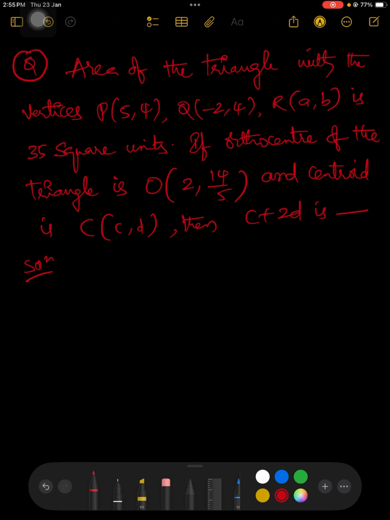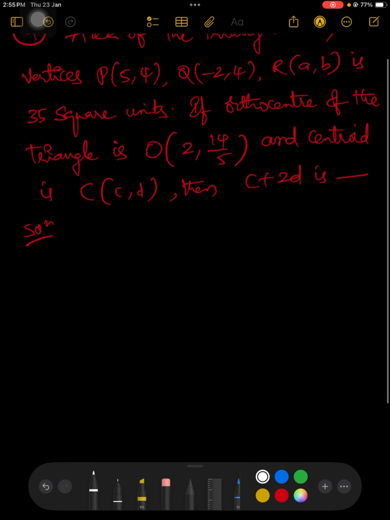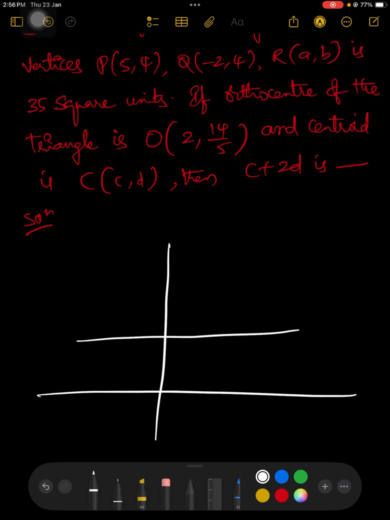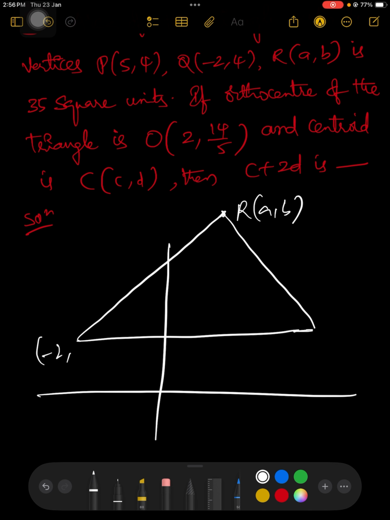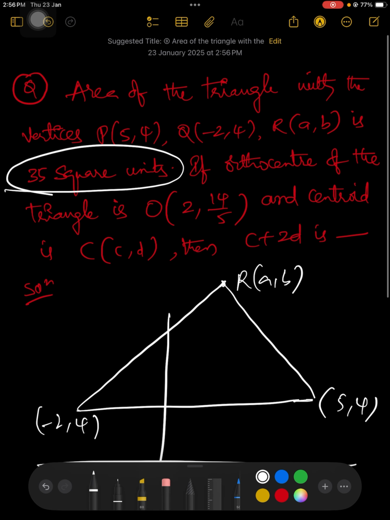Okay, next question is from straight lines. The question is the area of the triangle with vertices P(5, 4), Q(−2, 4). Here the y coordinates are the same and R is (a, b). Just like to draw this type of triangle, the point R may lie downside also, and this is (−2, 4) and this is (5, 4). And they mentioned the area of the triangle is 35 square units.